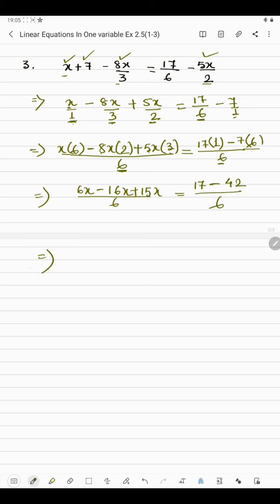Now here again these 15x and this 6x are having similar sign, which is plus sign, so we will add these two, 15 and 6, and if you add these two, then we will get 21x minus 16x divided by 6. So this will remain same, and here now see plus 17 minus 42, right? If you subtract these two, this is having plus sign and that is minus, so we'll do minus here.